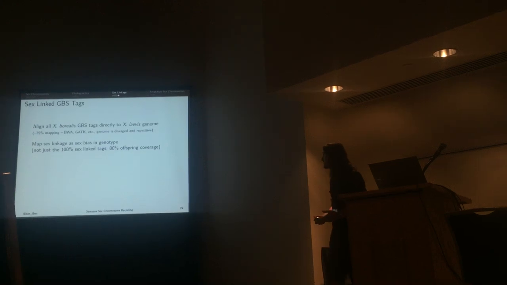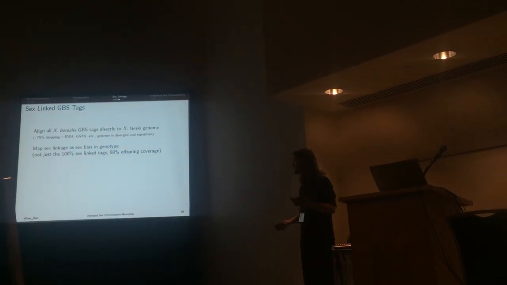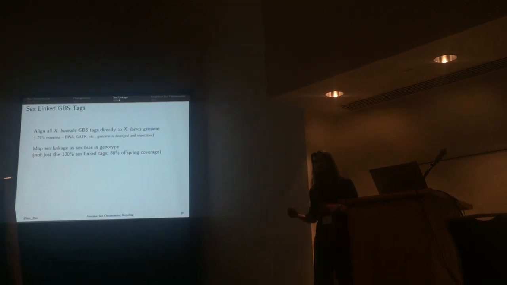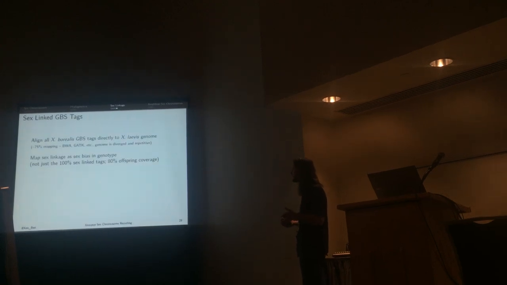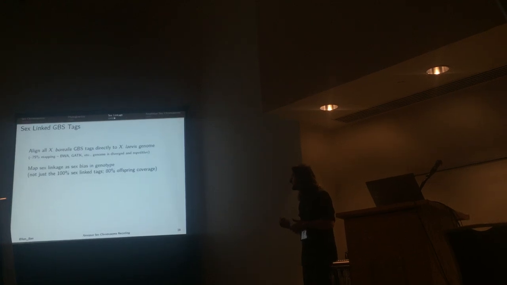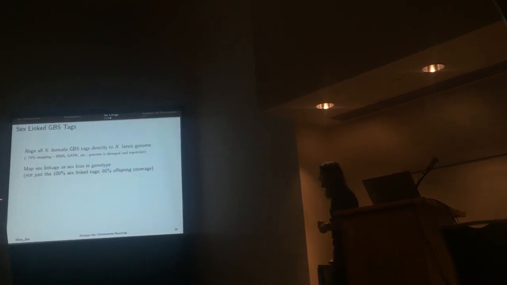Again, we then went back and aligned all of the tags to the laevis genome. We had about 75% mapping using BWA, variant calling the genotypes in the standard way. But something to keep in mind is that the laevis genome is fairly diverged, as I showed you in the phylogeny earlier, and it's rather repetitive for a big frog genome.